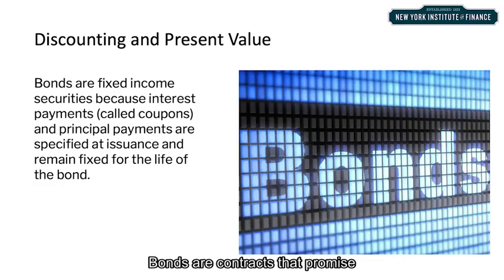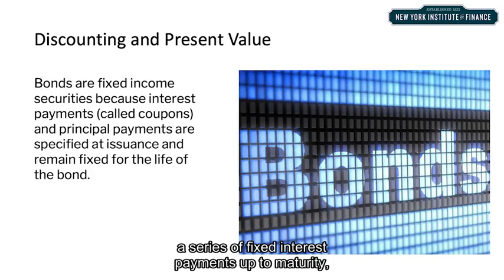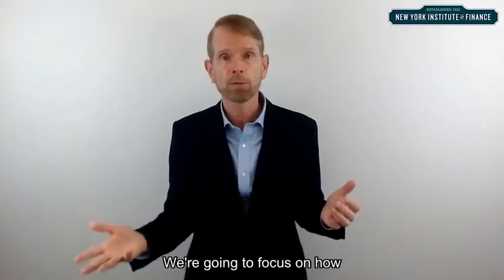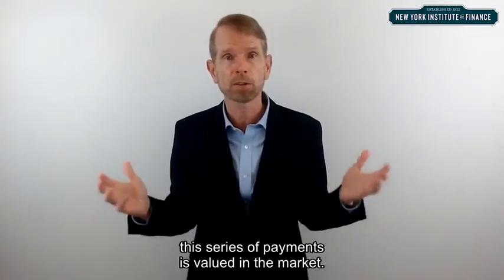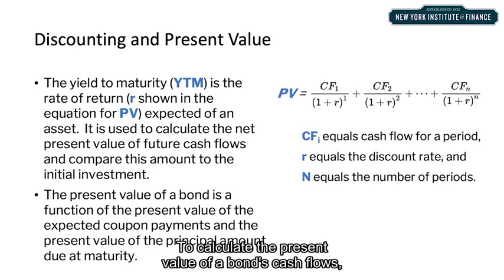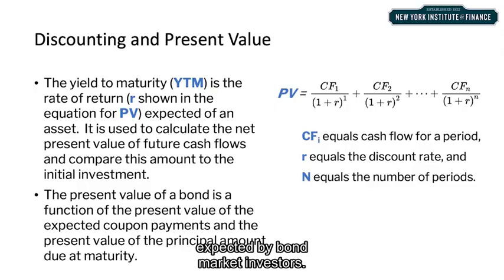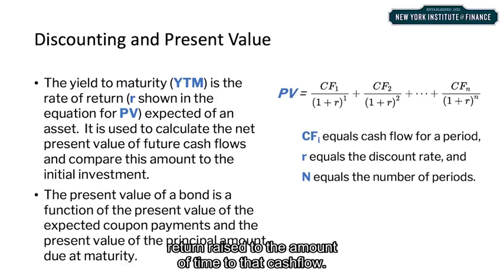Bonds are contracts that promise a series of fixed interest payments up to maturity, along with the return of the amount borrowed, the principal, at maturity. We're going to focus on how this series of payments is valued in the market. To calculate the present value of a bond's cash flows, you need to know the interest rate expected by bond market investors. Each cash flow is discounted by 1 plus the rate of return raised to the amount of time to that cash flow.